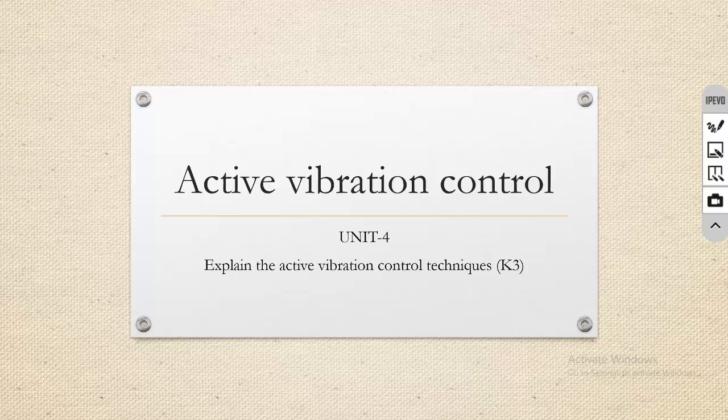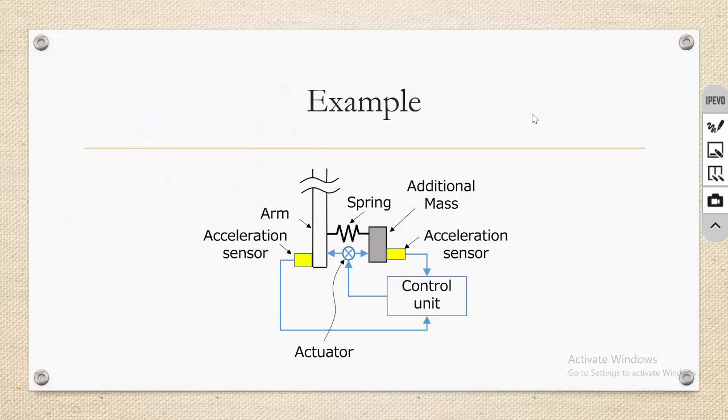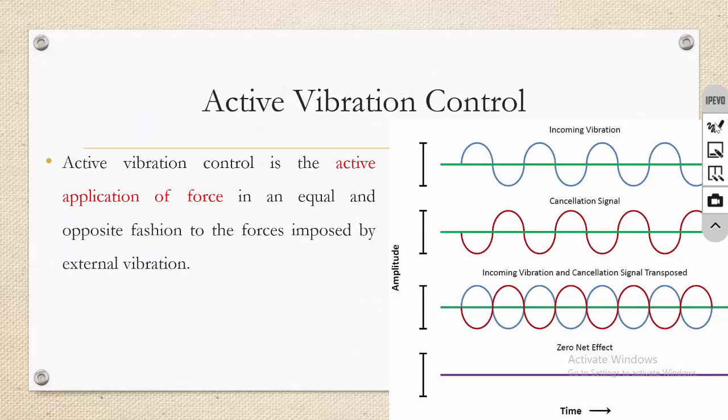One is passive vibration control and another one is active vibration control. In the case of passive vibration control, we don't need to give any energy input to the system. So the system itself will operate without changing its parameters. In the case of active vibration control, we need to give an energy input and we can adjust the parameters and properties of the system so that we can achieve high effectiveness of vibration control. So we'll start with what is active vibration control.